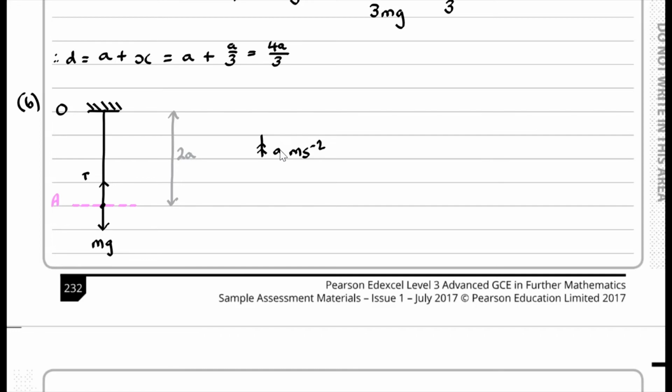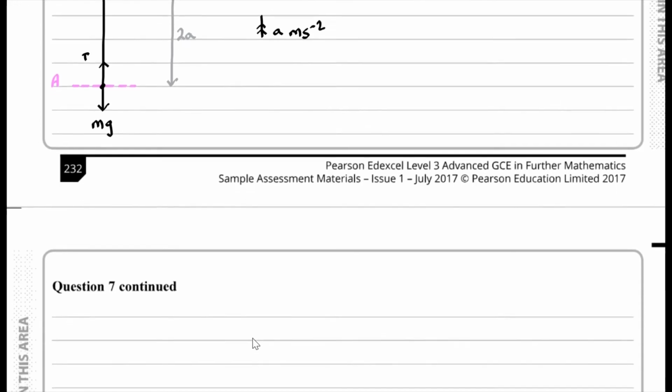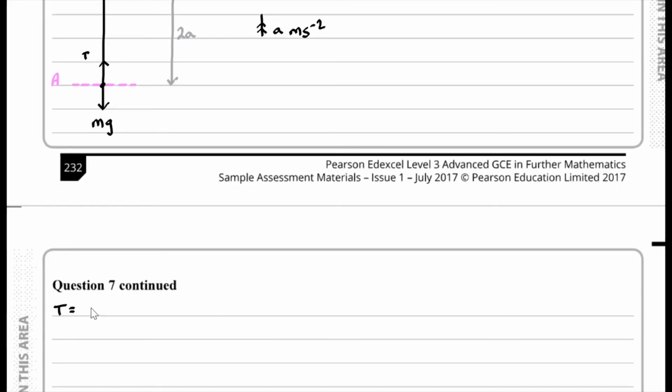Now remember, the sum of the forces, we need to first of all find out what the tension in the string is. And the tension in the string T is equal to lambda x over L. So we've got lambda, 3mg, multiplied by the extension. Now the extension, we've got the string which is stretched to a length 2a, and then we subtract off the natural length a, and then we divide by a. You'd find the tension to equal 3mg.